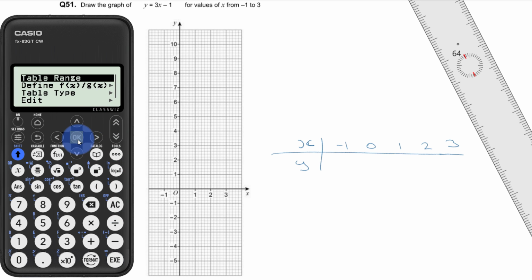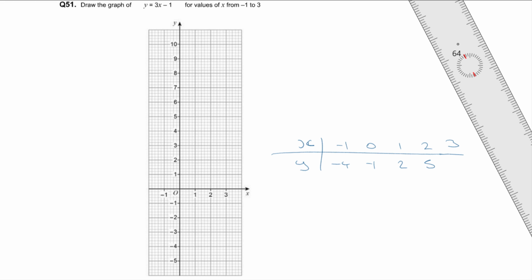Now again, I could just use the table function. I can type in the new function and then press draw, and it's going to work them all out for me, or I can work them out for myself. Either way, I'm going to get the answers -4, -1, 2, 5, and 8. Okay, which I can then plot on my graph. So -1, -4 is down here. 0, -1 is here. 1, 2 is there, look. 2, 5 is here. And 3, 8 is up here.